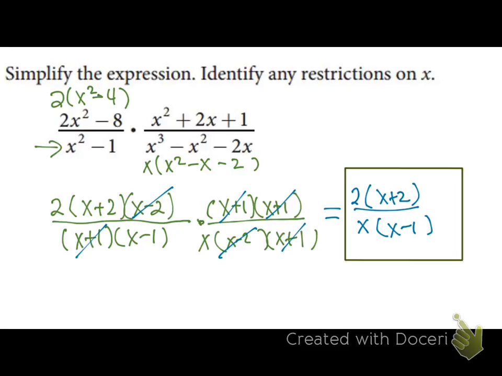What are the restrictions on x? How did both of the x plus ones get crossed out? Because I had an x plus 1 here that canceled with that one, and then I had this one cancel with that one. I had a 1-to-1 cancellation on both of those. Okay, so now let's talk about the restrictions.